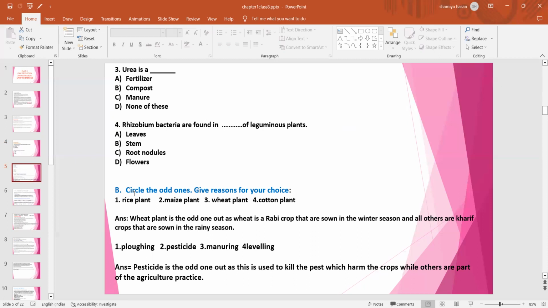Then now we have next B part. Circle the odd one out. Give reasons for your choice. So this is the question. Rice plant, maize plant, wheat plant, and cotton plant. So the odd one out is wheat. Wheat plant is the odd one out.